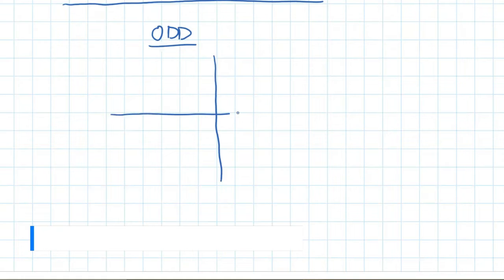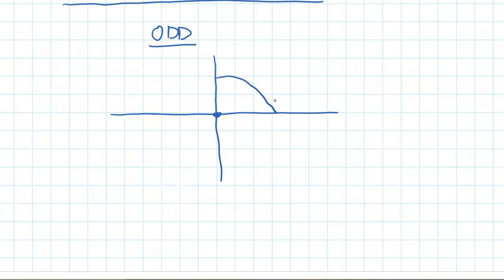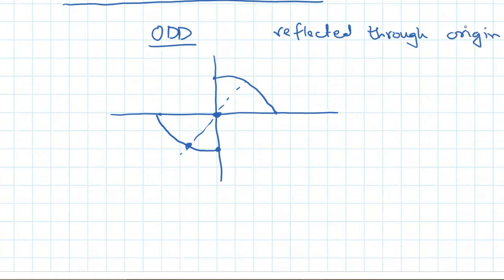Let's look at what is odd. Odd functions are those that are reflected on the origin. So for example, if I have, let's say, that is my function on this side, and then if I reflect this through this point, then this is the reflection. If I reflect this through this, then this is the reflection. If I reflect this through this, then this is the reflection. So you get reflected through the origin.